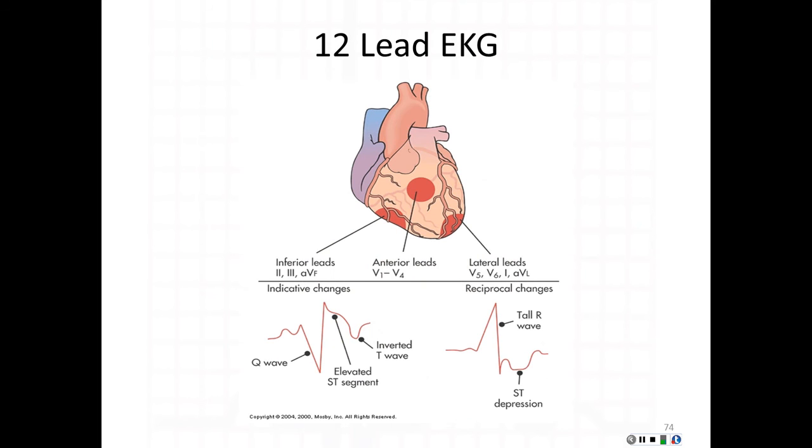Again, we've talked about this already, looking at the infarcts: inferior leads, lead 2, 3, and AVF, indicate inferior changes. Anterior is V1 through V4, and then lateral. Again, what we're looking for is either ST depression or ST elevation on these patients. If you see a Q wave, it is an older injury.